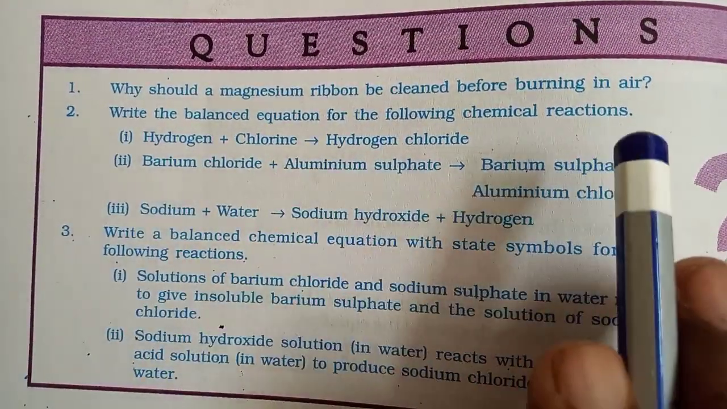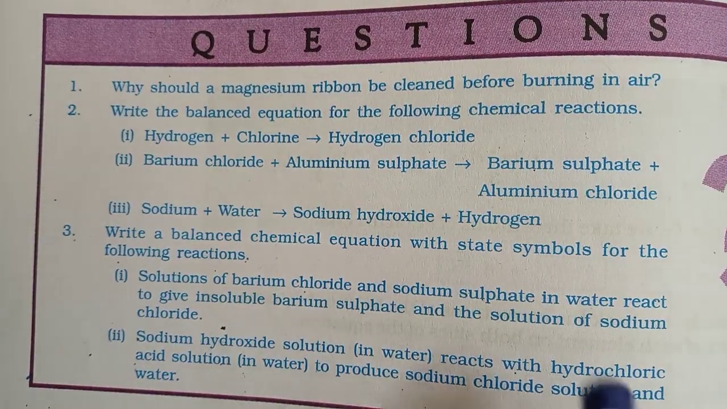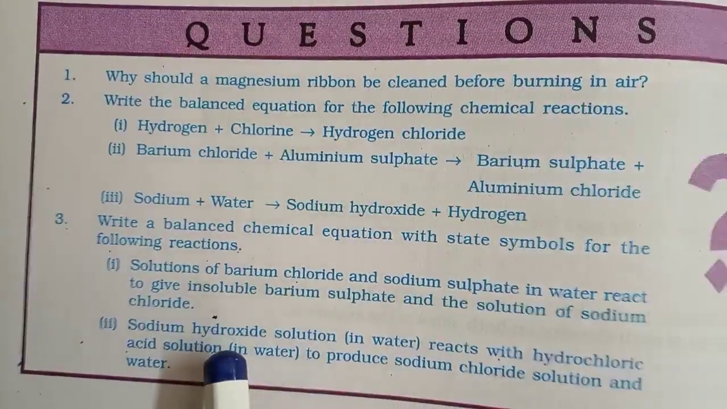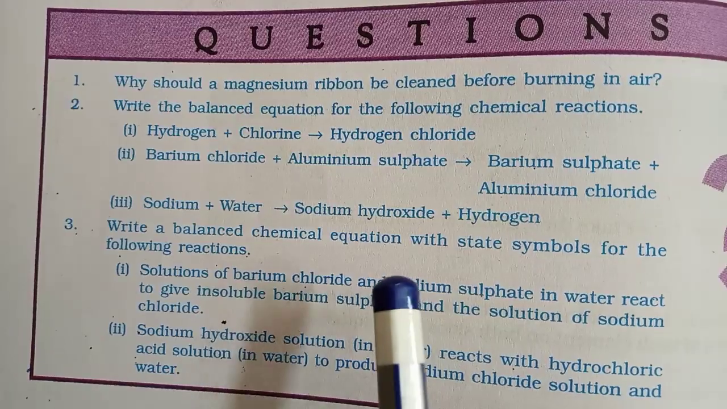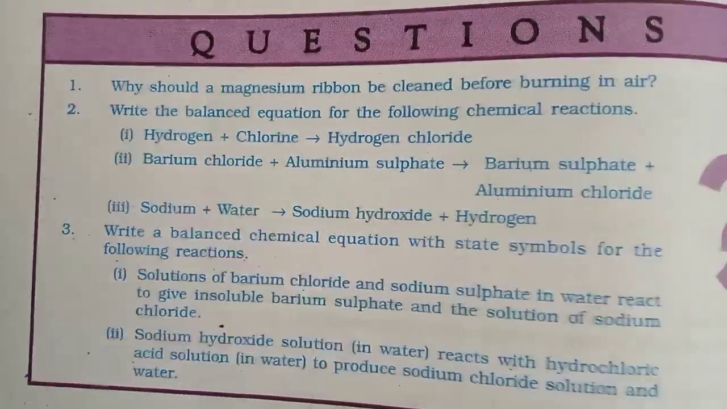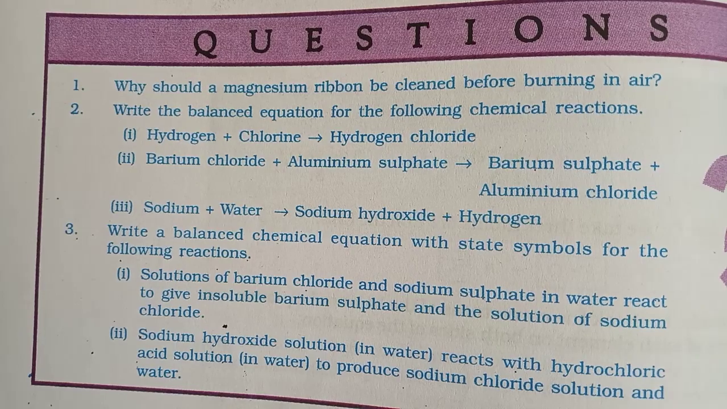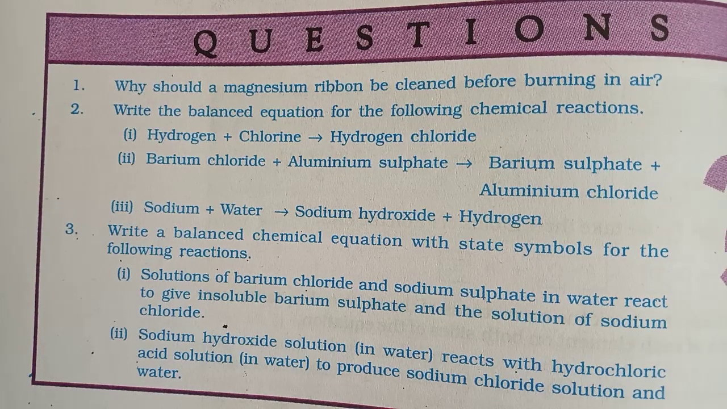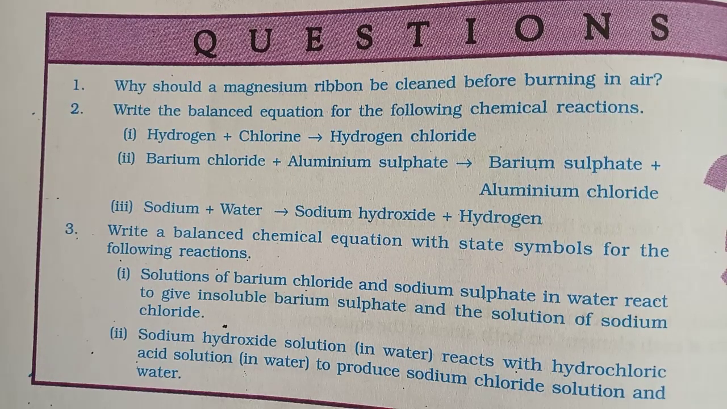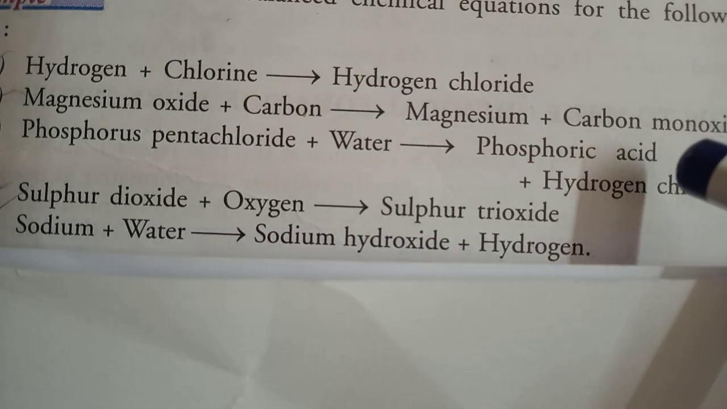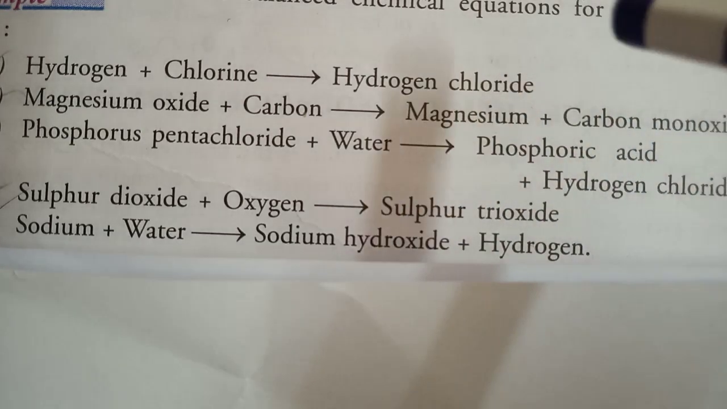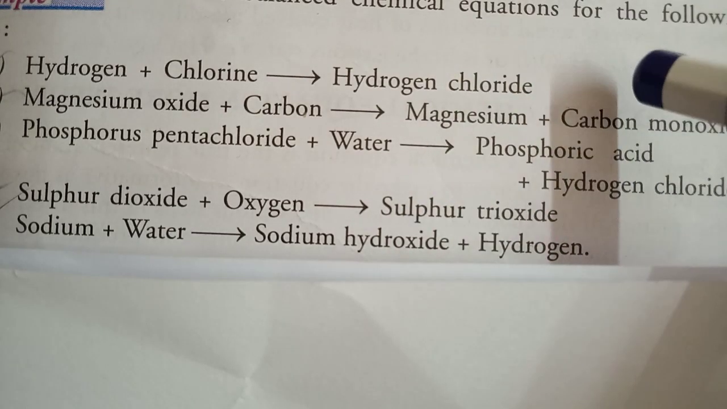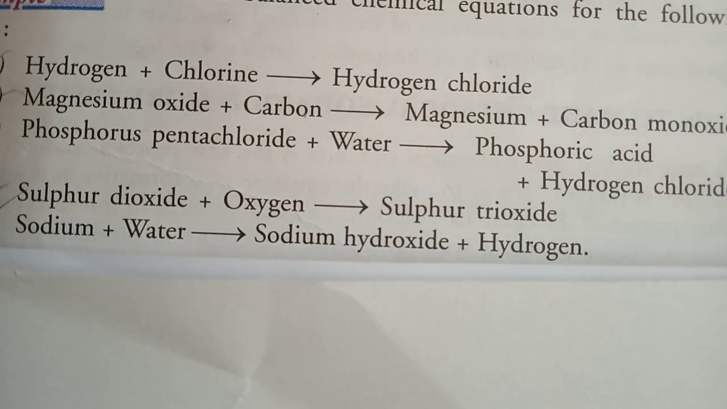Write the balanced equation for the following chemical equations. You have to write the balanced chemical equation with state symbols. State symbols mean what? S, L, G, PPT, or upward arrow mark or downward arrow mark, etc. Understood? Yes. This also we have to do for the balancing of chemical equations. This is also already given in the worksheet. You have to write a symbol equation and balance it.